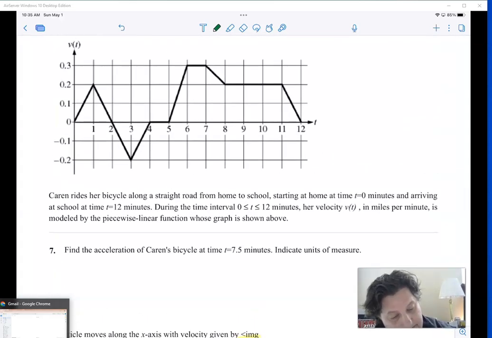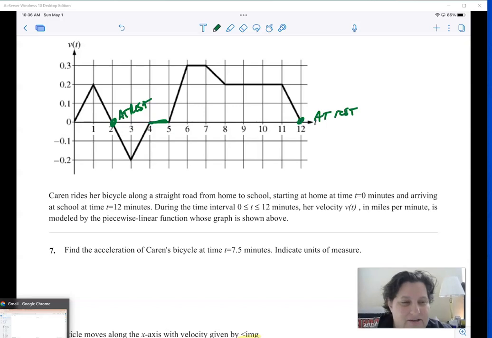Karen rides a bicycle along a straight road from home to school, starting at time t equals 0 and arriving at school at t equals 12 minutes. During that time, her velocity is modeled by the piecewise function. Let's talk about this, you guys. When her velocity is 0, she is at rest. I just want you to understand this graph a little bit, right? Here she's at rest. Here she's at rest. Otherwise, she's biking. Let's tell a story here.